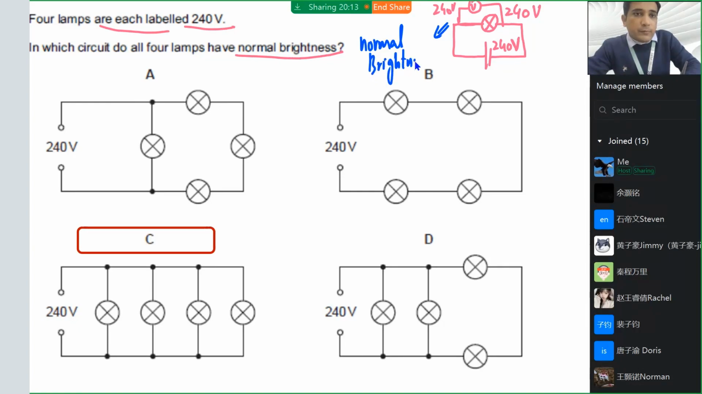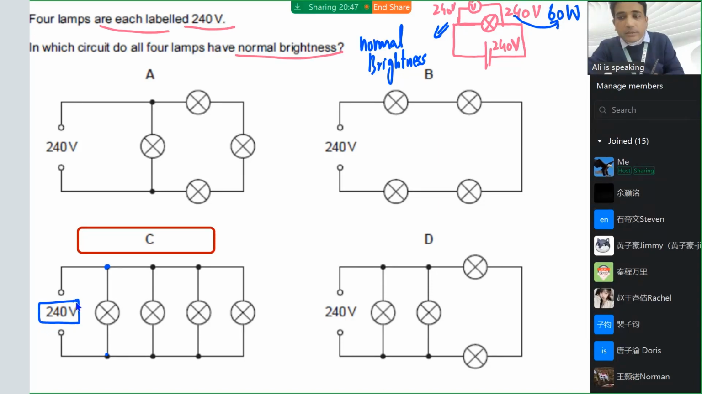If we give the potential difference that is written on the bulb, let's say this is a 240 volt bulb and the power written on it is 60 watt, it means that if you give this much potential difference across it, the power of this light bulb will be 60 watt, and then we will say this is the normal brightness of that bulb. So this is how you need to answer this problem. It means all these bulbs have to be connected in parallel, so the potential difference across each of them is equal to 240.